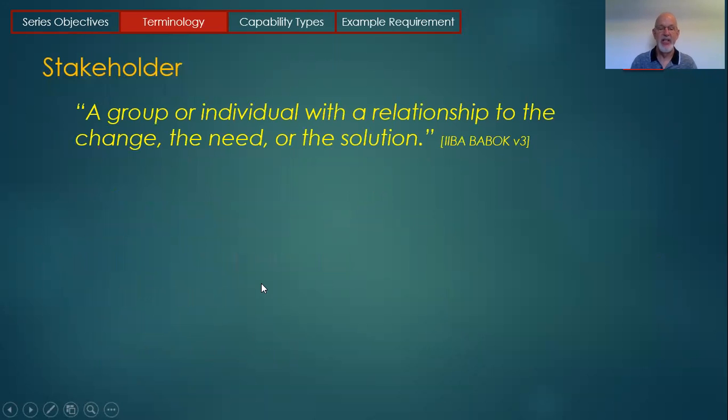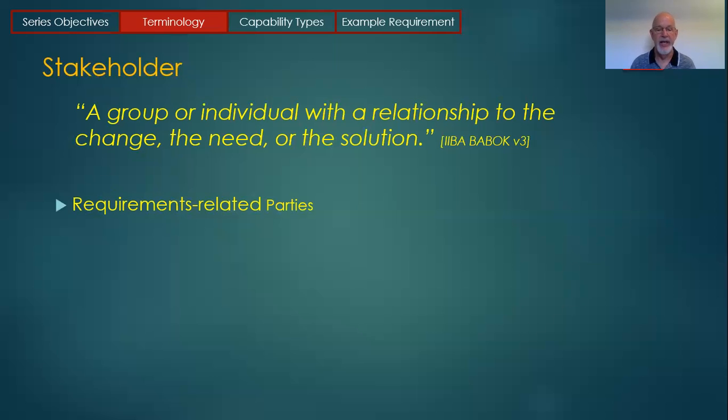Again, the BABOK definition: a group or individual with a relationship to the change, the need, or the solution. And the BABOK goes on to list about 15 types of stakeholders, including sponsors and subject matter experts, a project leader, that sort of thing. So what I'm suggesting is we think of stakeholders in two categories.